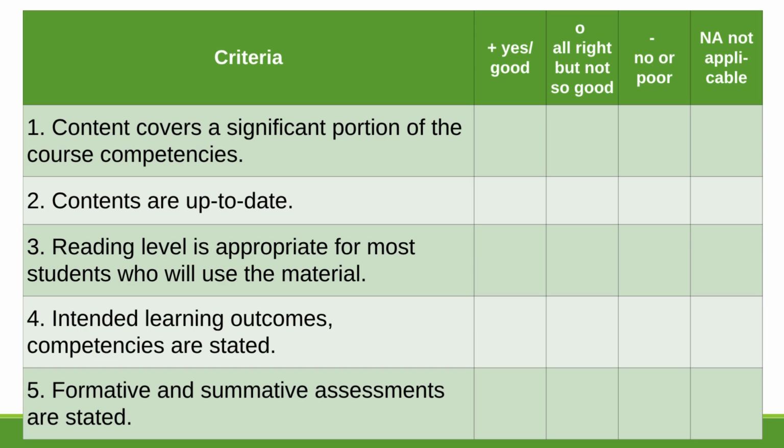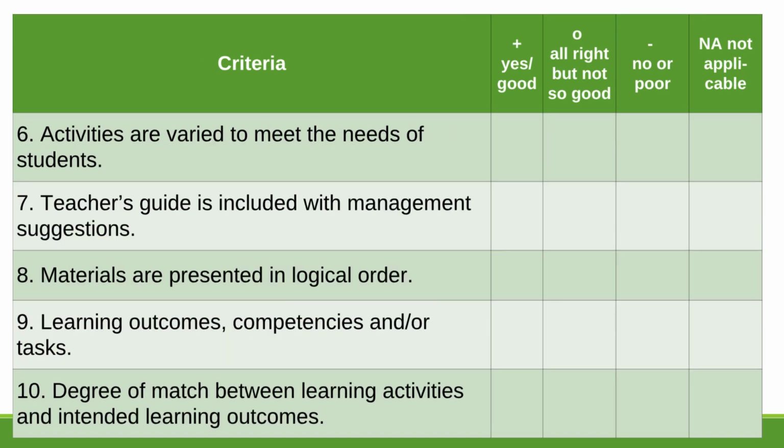4. Intended learning outcomes or competencies are stated. Example, at the start of each unit, are there clear objectives like students will be able to identify parts of a plant? 5. Formative and summative assessments are stated. Example, are there quizzes and tests? Are they clearly identified as check your understanding or a unit test? 6. Activities are varied to meet the needs of students. Example, are there group work, individual activities, hands-on tasks, and reflection questions?